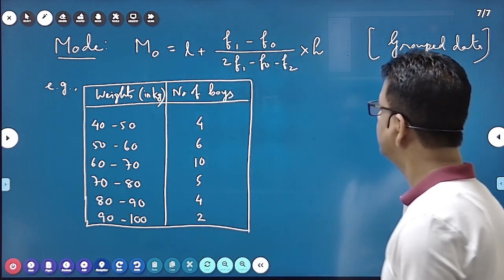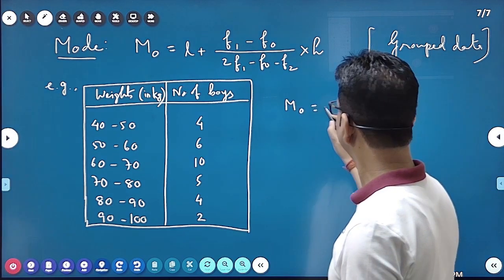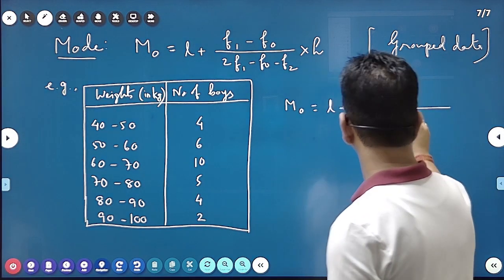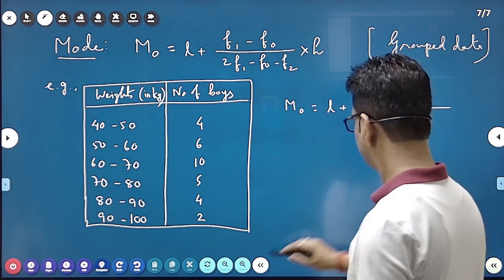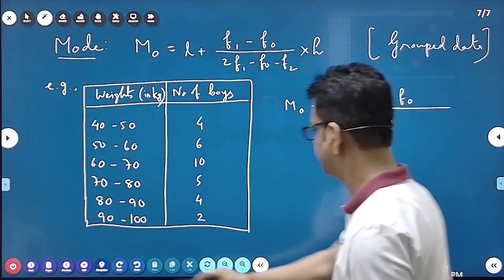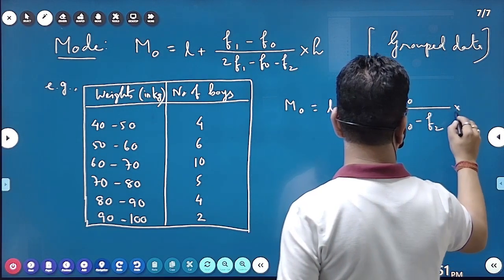Now, here you see the mode formula is L plus. As I told you, in the table we don't have to do anything, no modification in the table or no extension in the table. Okay, so twice F1 minus F0 minus F2, to be multiplied by H.